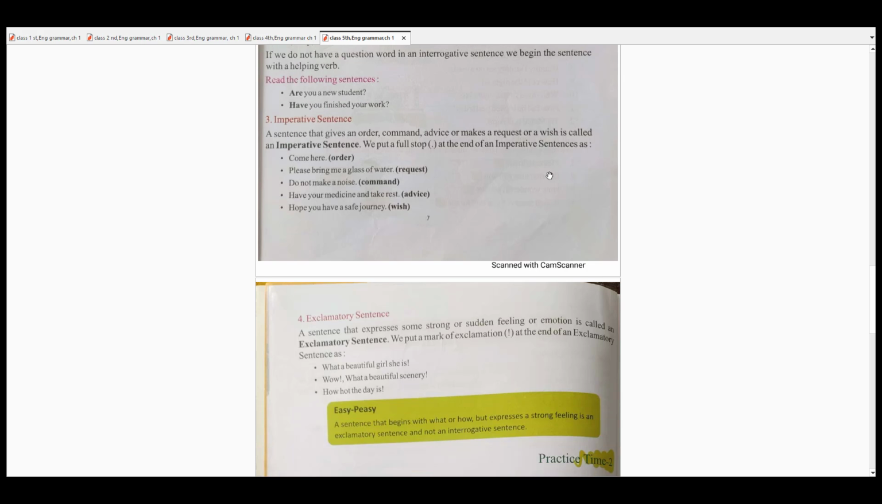A sentence that gives an order, a command, or advice, or makes a request, or may also make a wish, like happy birthday, hope you have a safe journey, bon voyage. These all are imperative sentences. We put a full stop at the end of imperative sentences.